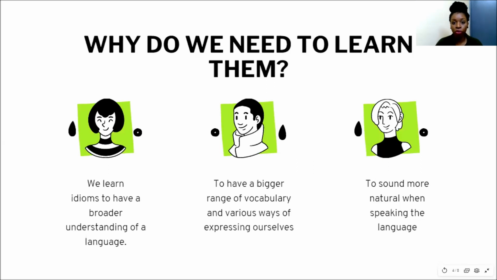Also, when you've learned them and you start using them, you sound more natural when you speak in the language. So your sentences and your expressions are not so strict, you're able to use common sentences and common expressions that other people use, and so it feels more natural to you, and it feels more natural to the people that you're speaking to.